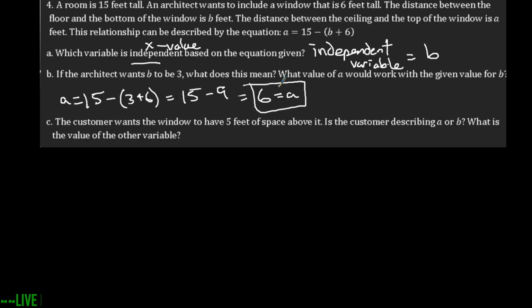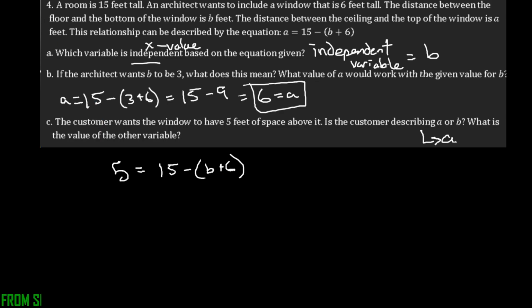And then for part C, it says the customer wants the window to have 5 feet of space above it. Is the customer describing a or b, and what is the value of the other variable? They're actually describing a for this one. So what we do is set it up: 5 equals 15 minus b plus 6.